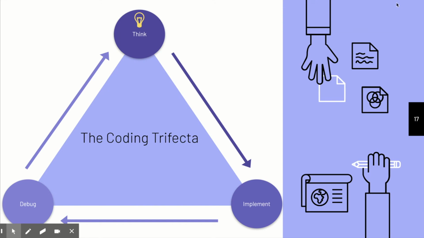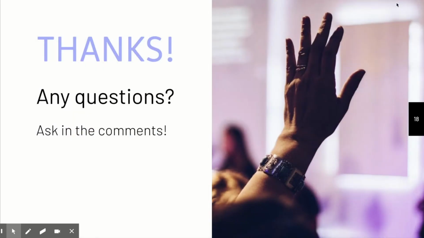Debug. So look through the code, see if there are any errors, and see how you could possibly improve the code. Then optimize your solution. Go back to thinking again, think about how to optimize, and then go around again: implement, debug, think, implement, debug, think. This is how you should implement a solution.